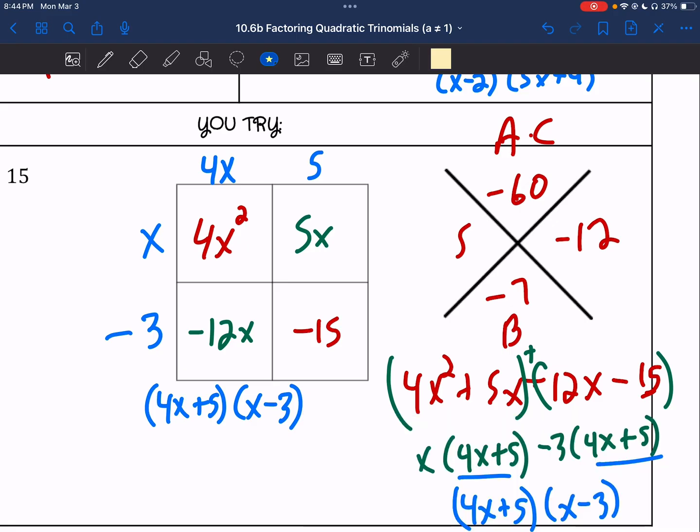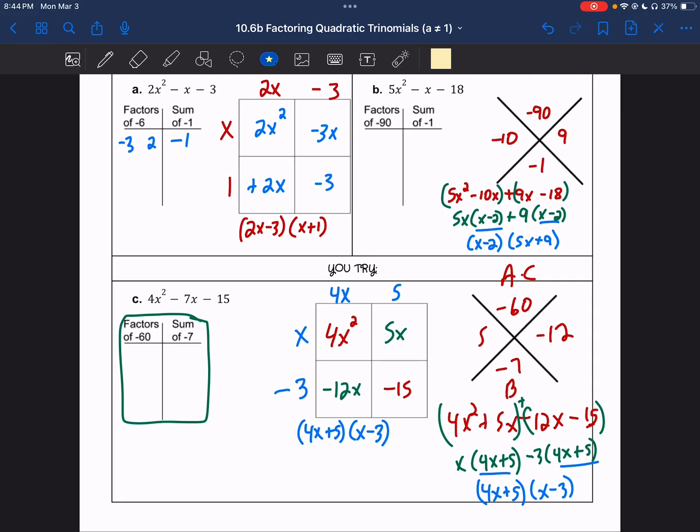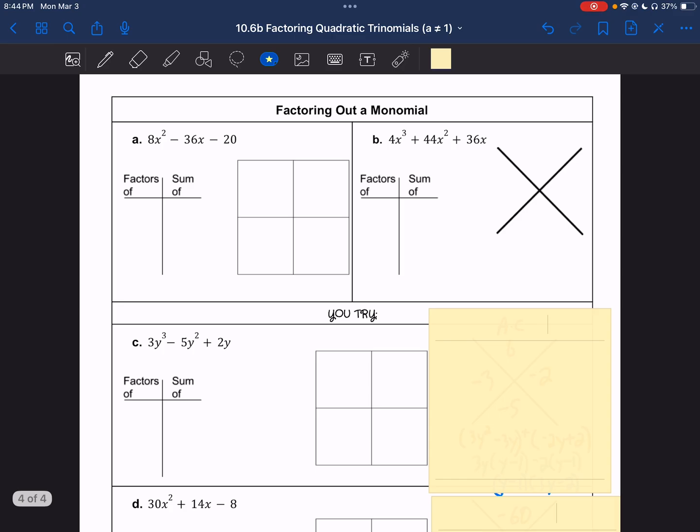And when I did that, for my first terms, my common factor was an x, and I was left with a 4x plus 5, same as in the box method. So these methods are parallel to each other. They're just presented a little differently. Then we brought the negative 3 out of negative 12x and negative 15, and so I was left, in both of those pieces, with a 4x plus 5. And then we bring that common term out, and it's 4x plus 5 times what remains, which is x minus 3.